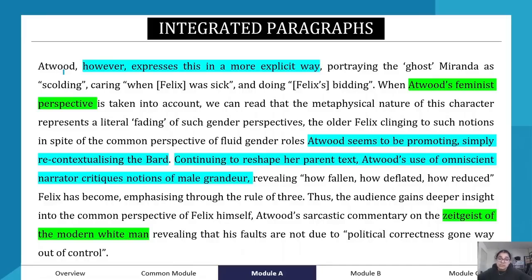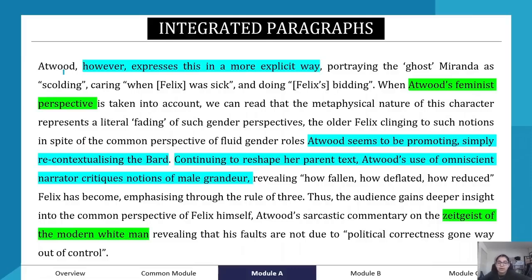So that's her context. We can read that the metaphysical nature of this character represents a literal fading of such gender perspectives, the older Felix clinging to such notions in spite of the common perspective of fluid gender roles. Atwood seems to be prompting simply recontextualizing the bard.